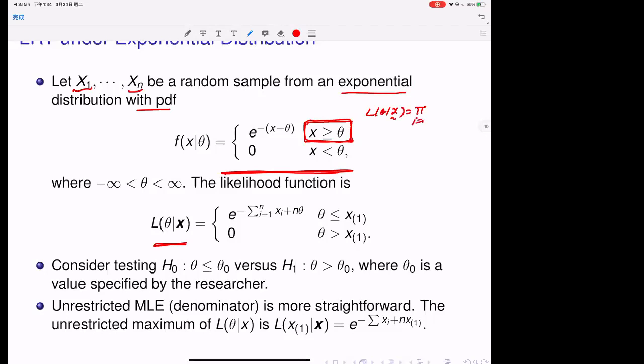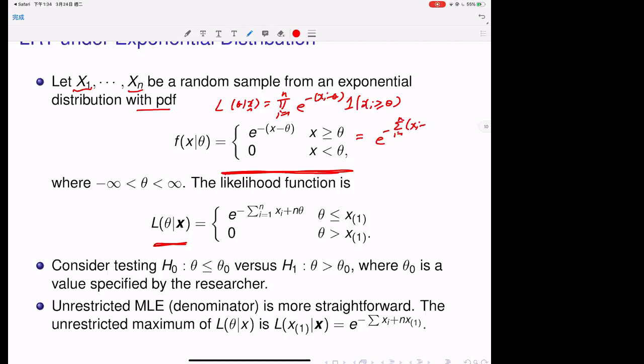You might have seen me do this thousands of times already. This is my PDF, but really don't forget about this indicator function right here. Let me write clearly, otherwise you won't know what I'm saying. So the Laplace function is the product over i from 1 to n of exponential of minus (xi minus theta). Don't forget the indicator function to indicate where the range is. Then this equals exponential of minus summation over i from 1 to n of (xi minus theta).